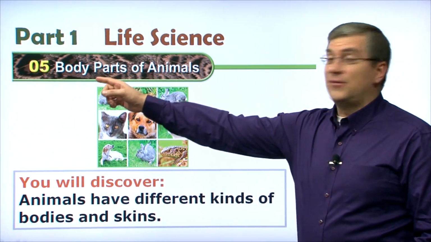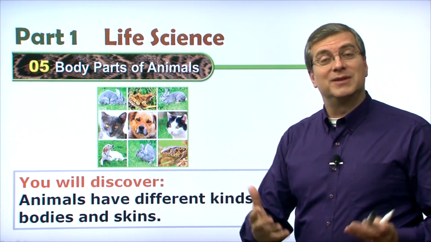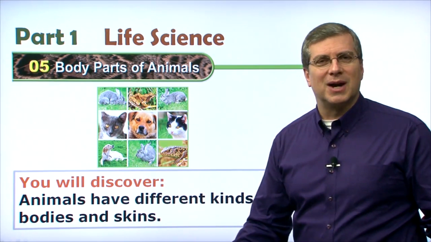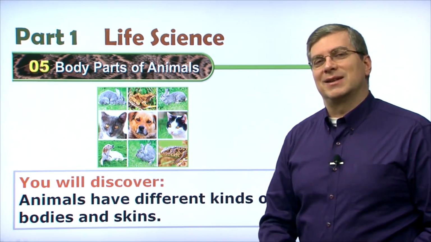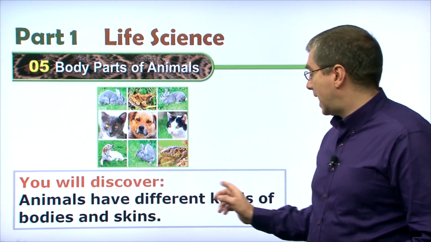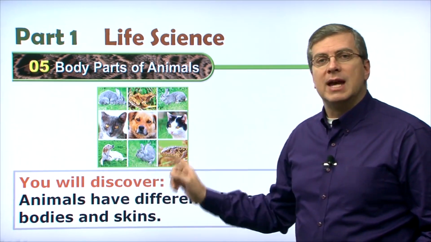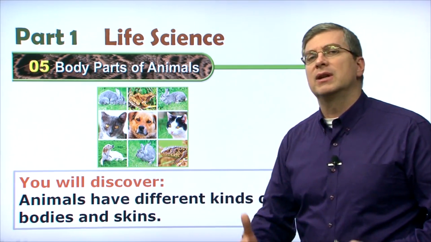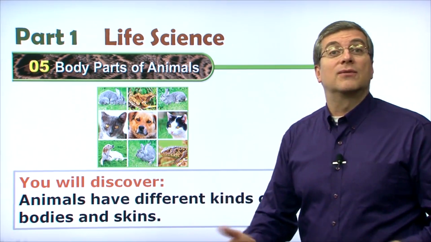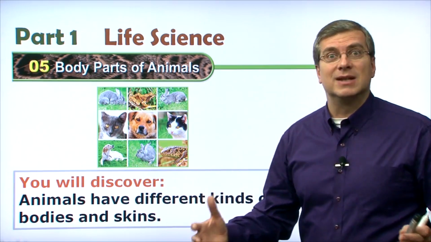We're going over Lesson 5 in the book. We're talking about body parts of animals. So this is an exciting lesson, right? If you like animals, and everybody likes animals, right? This will be a very interesting lesson because in this lesson you will discover animals have different kinds of bodies and skins. We can see many different animals. They all have different abilities. They can all do different kinds of things. Different animals, of course, have different body parts and different types of skin to allow them to do amazing things.